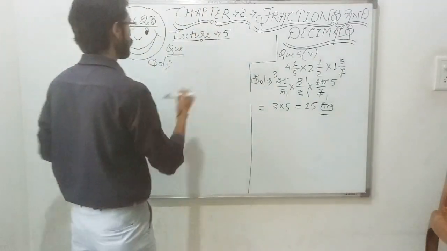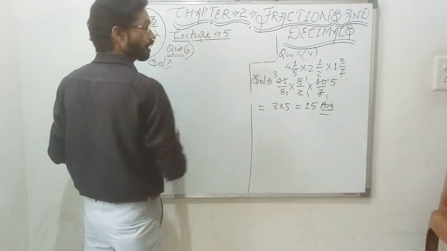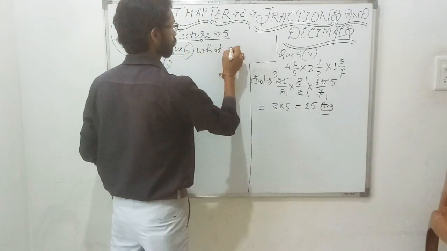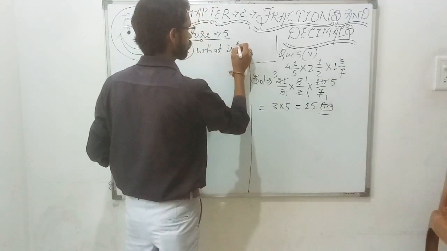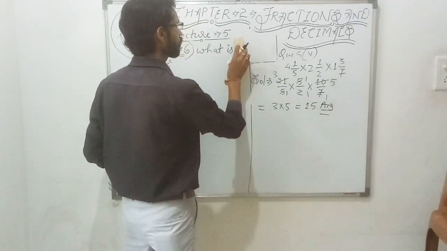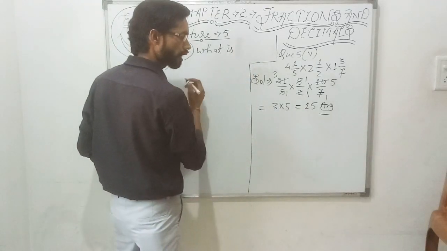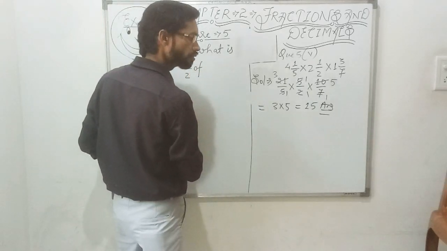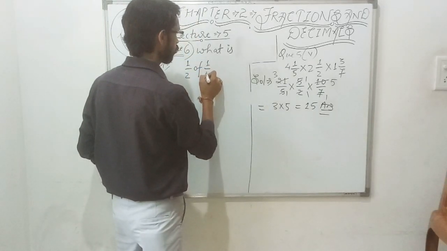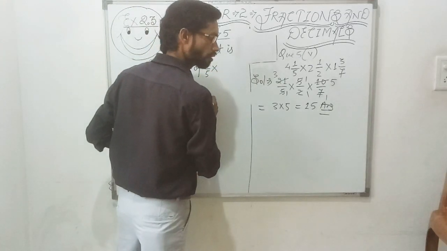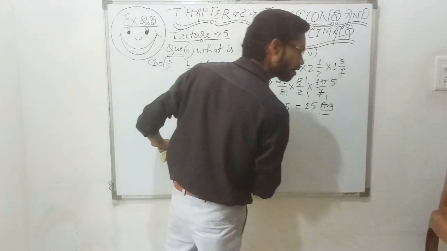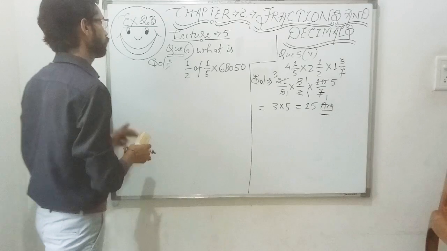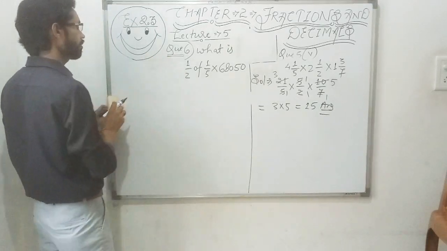Okay, so question number 6, what is it saying? It is saying, what is 1 by 2 of 1 by 5 of 68,050? Okay, we'll put the solution downside.